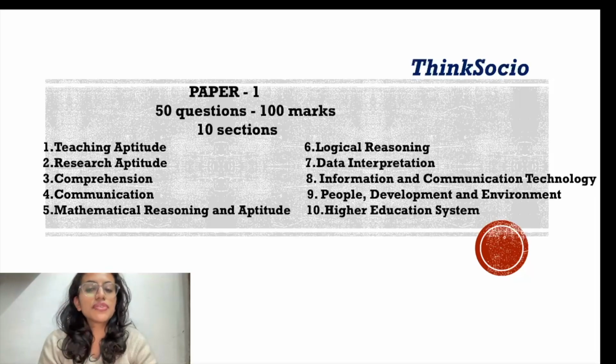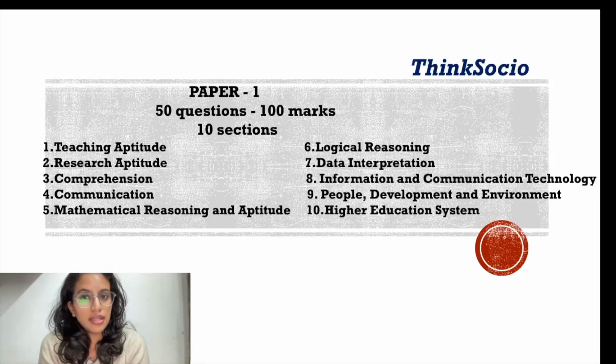So as we all know, to give a general overview, Paper 1 carries 50 questions of 2 marks each, which will make it a 100 marks paper. And these 50 questions will be from 10 sections. And what are these sections? These sections are teaching aptitude, research aptitude, comprehension, communication, mathematical reasoning and aptitude, logical reasoning, data interpretation, information and communication technology, people development and environment, and higher education system.